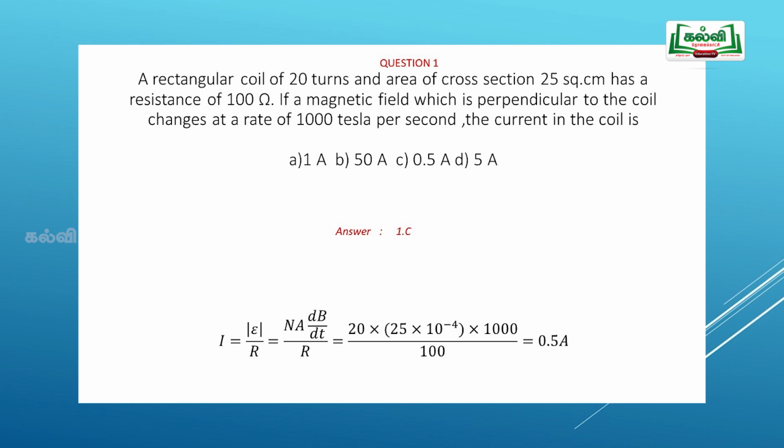And you can revise it later on to cover all the concepts. I is equal to EMF by R, N A dB by dt by R. Substituting all the values here, 20, converting area centimeter square into meter square, 10 power minus 4, into number of turns by resistance, you get the value 0.5. So, the subdivision C is the answer. Shall we move on quickly so that we can cover the 30 problems fast?